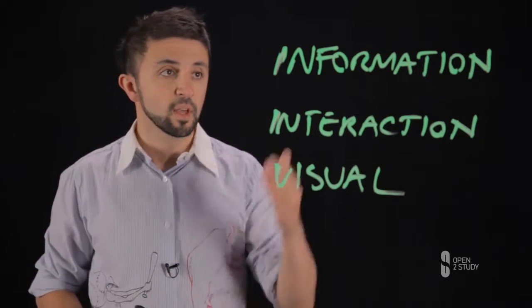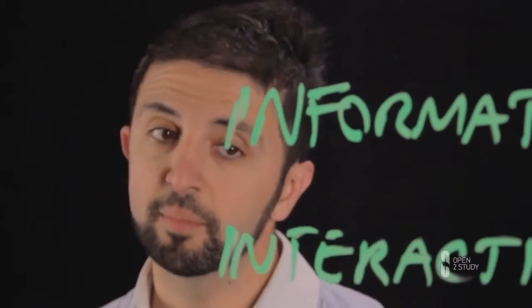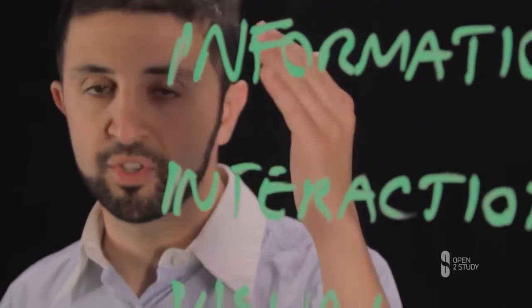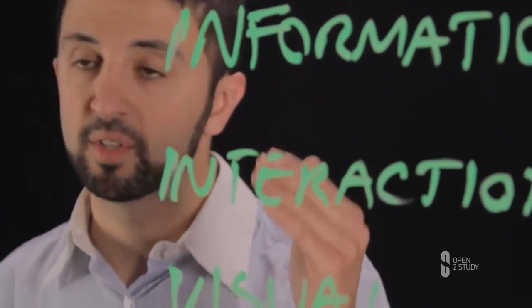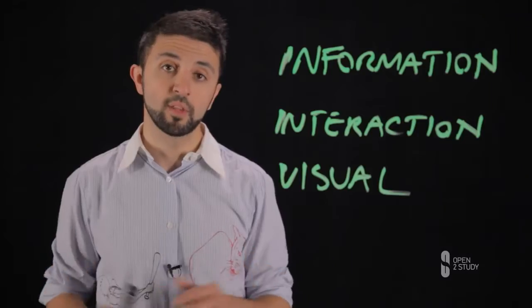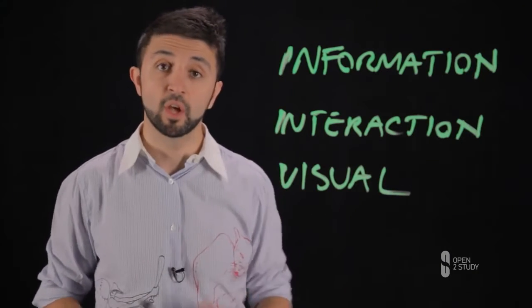So in this topic, I've talked about the three design elements that come together to help you design an interface. You don't have to do these in any order. They can be done in parallel, but typically information design comes before interaction design and interaction design comes before visual design. So in the next topic, I'm going to talk about information design in a bit more detail.